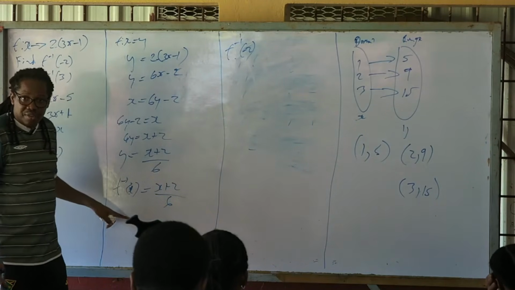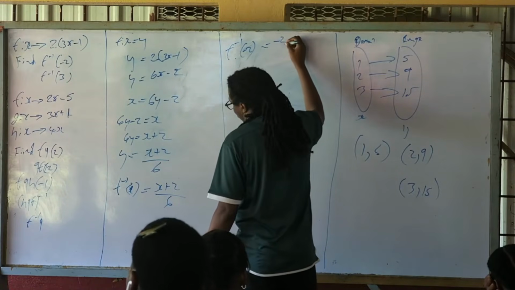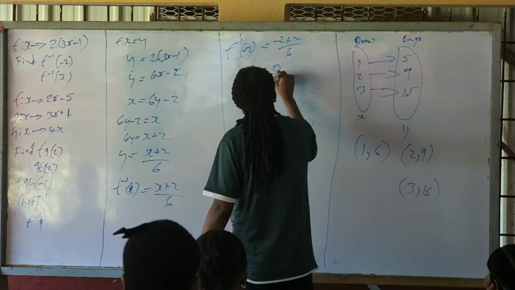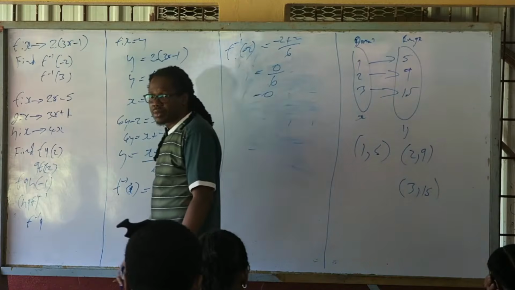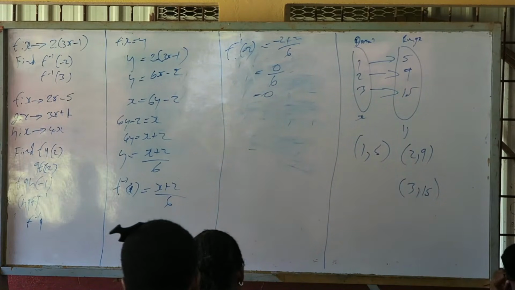Since you now know the value of x, you put it into this. It equals minus 2 plus 2 over 6, equal to 0 over 6, which equals 0. 0 divided by 6. Everybody see that?